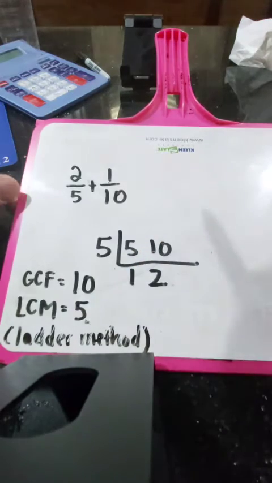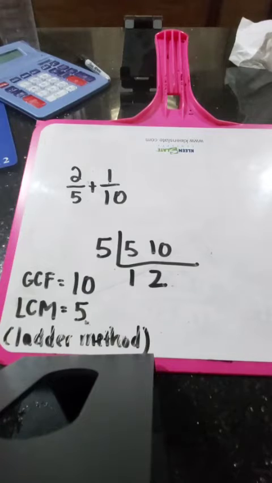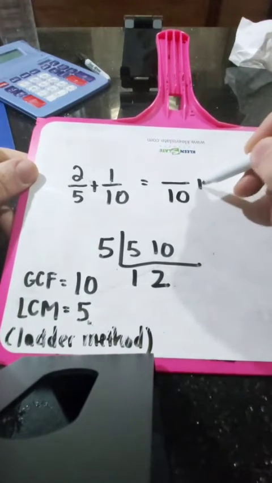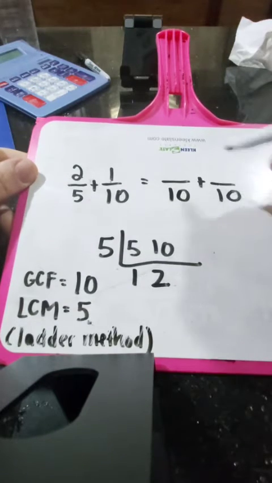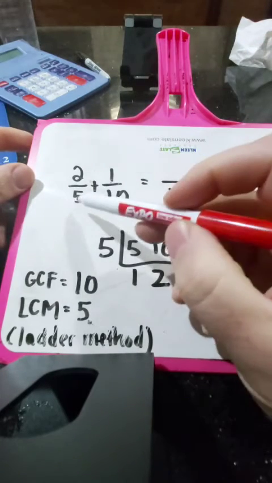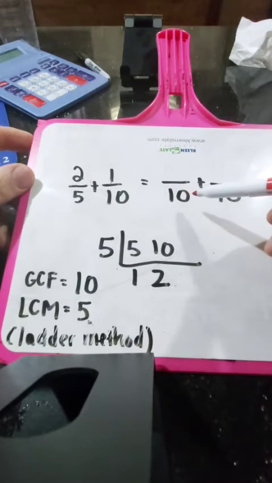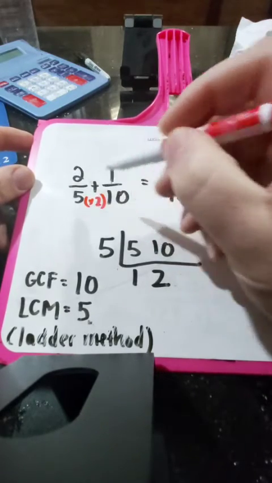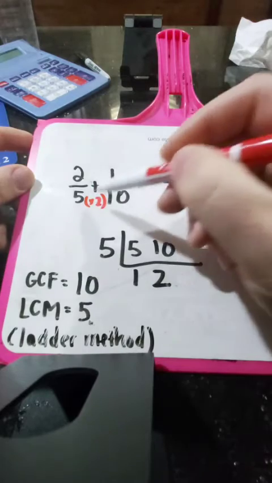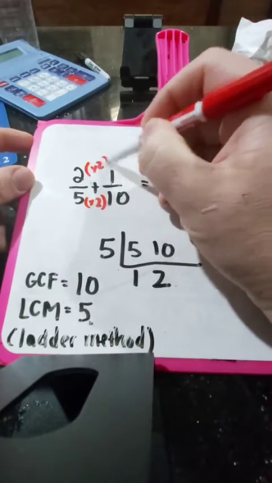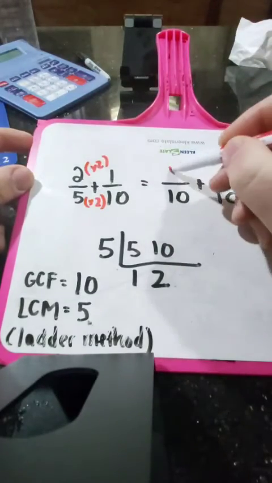Okay? So now we're going to make sure that both of our new denominators, our equivalent fraction denominators, are both 10. In order to get to 10, we have to figure out how many times 5 can go into 10, or what times 5 equals 10, and that answer is, of course, 2. So 5 times 2 equals 10, and because we multiplied the bottom by 2, we must also multiply the top by 2. 2 times 2 is 4.